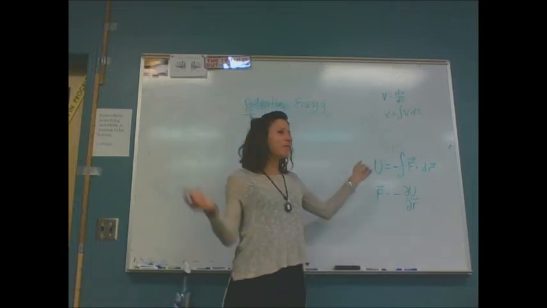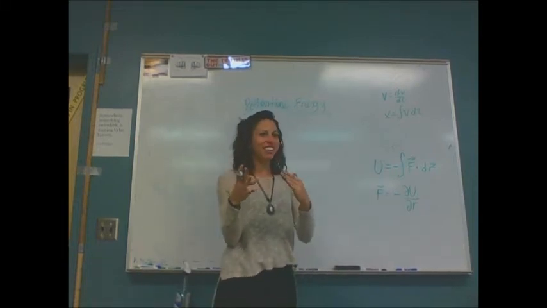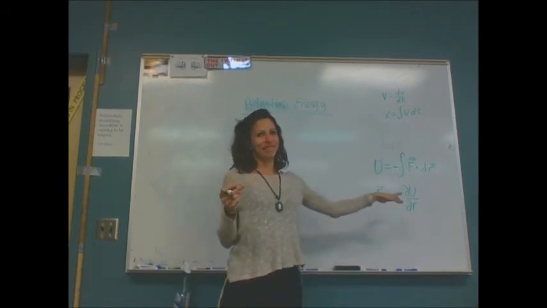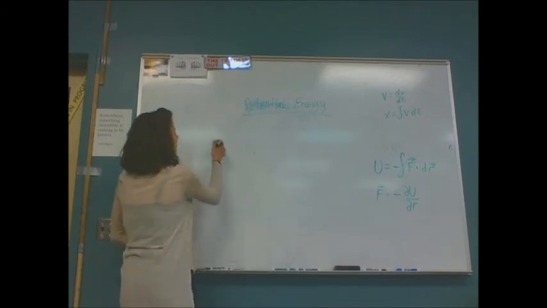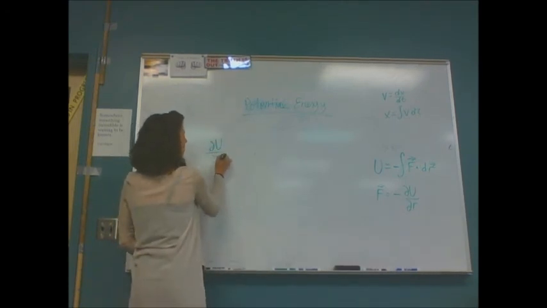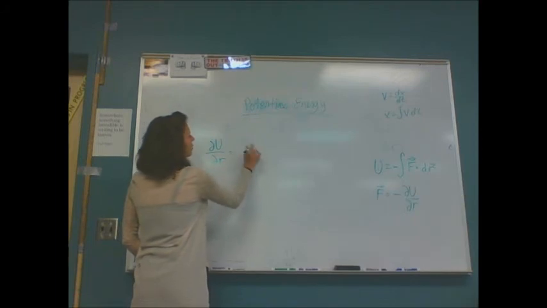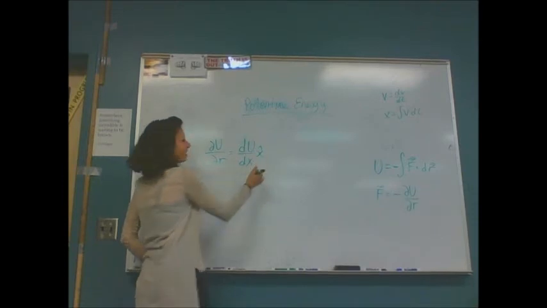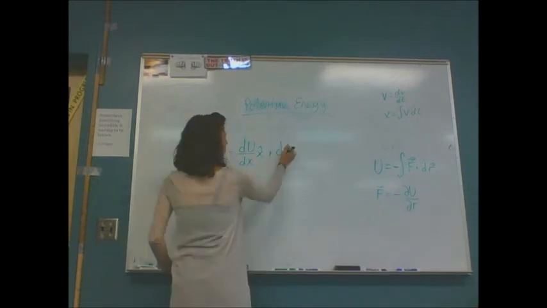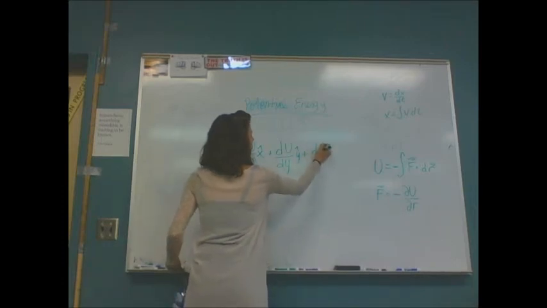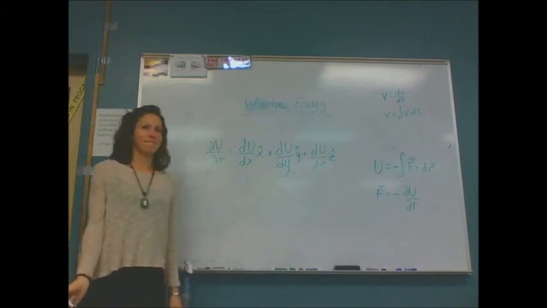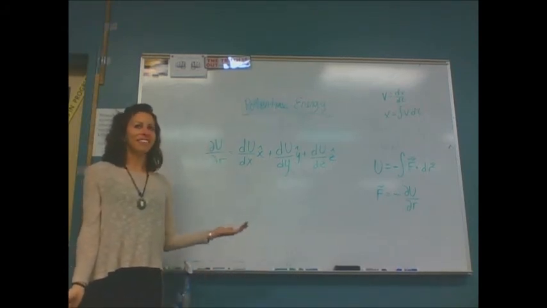And the way you do it is, if I want to take the partial derivative of something, I take the derivative of that something with respect to x only, times x hat. The derivative with respect to y times y hat, plus the derivative with respect to z times z hat. Now what does that mean? Let me tell you. Let's say that my equation is 3x squared y to the fourth z.